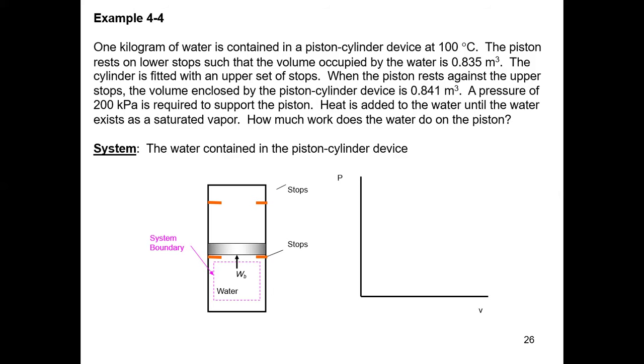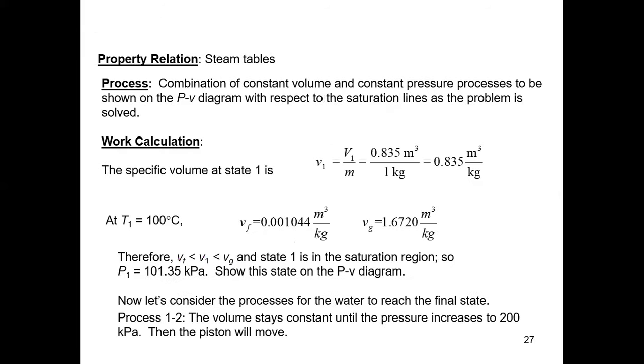So here is the figure. Work calculation, we need the specific volumes. So specific volume works out as 0.835. Since Vf is less than V1, and V1 itself is less than Vg, state 1 is in the saturation region, so P1 is equal to 101.35 kPa. Show this state on a PV diagram.